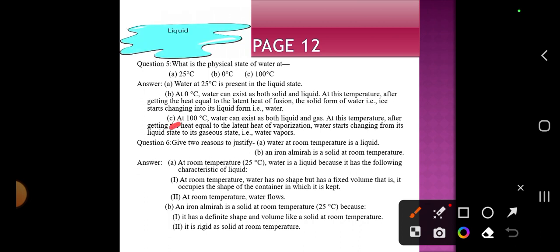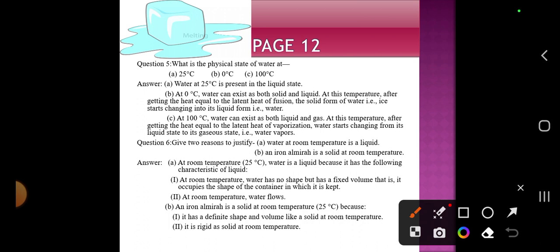Now at 100 degrees, what will be the state of the water? Water can exist as both liquid and gas. At this temperature, after getting heat equal to the latent heat of vaporization, water starts changing from its liquid state to the gaseous state.